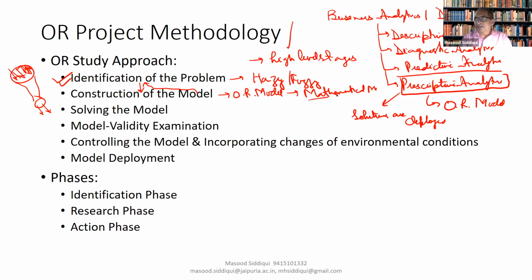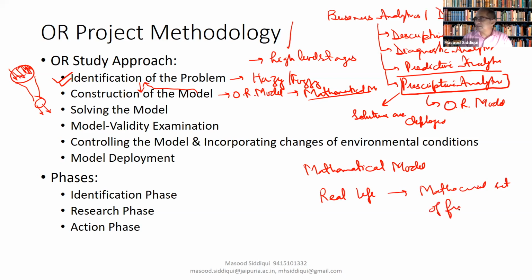So after we develop the mathematical model, in the mathematical model we convert the real life into a mathematical set of functions and relations. Right? So here we develop a mathematical model, which is a set of mathematical functions and relations. Now we want the answer for the real life, but we cannot directly solve the real life because of the large number of complexities that are involved. So we try to solve this mathematical model.